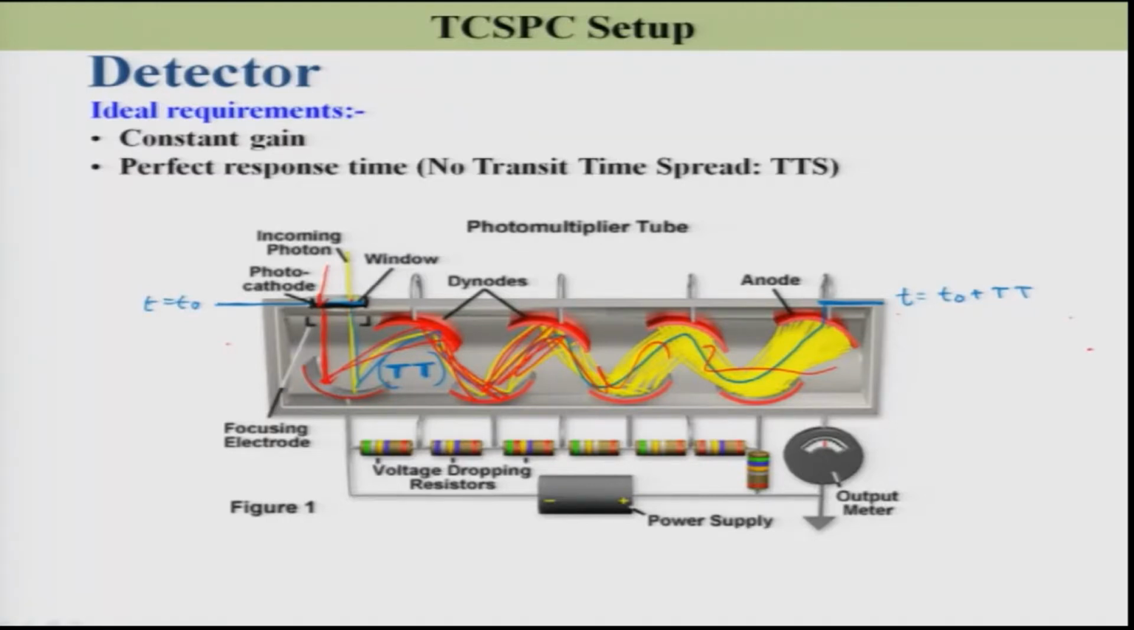That means whatever I said, this t t is not a constant value. I have a spread in transit time, which is called the TTS, the transit time spread.